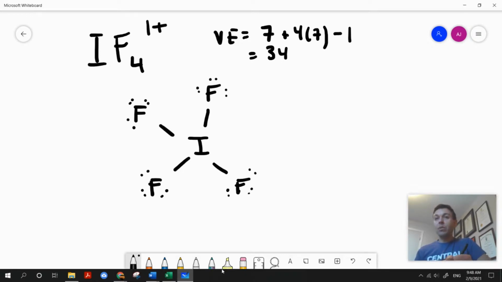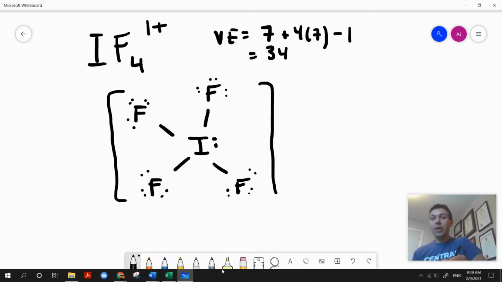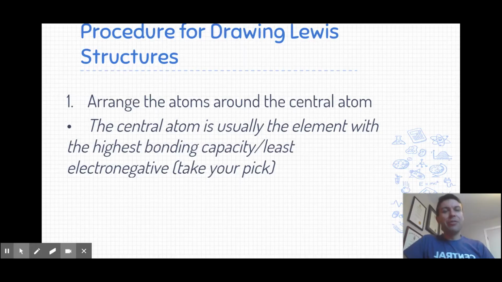So our next step will be to place any remaining electrons on the central atom. Once again, iodine is in period 3 or lower, so that's okay for it to expand its octet. So now we've used all the valence electrons and we've completed the Lewis structure. Now this is a charged ion, so we often represent charged ions with square brackets and put the charge outside like this. Let's now review our steps for creating these Lewis diagrams.